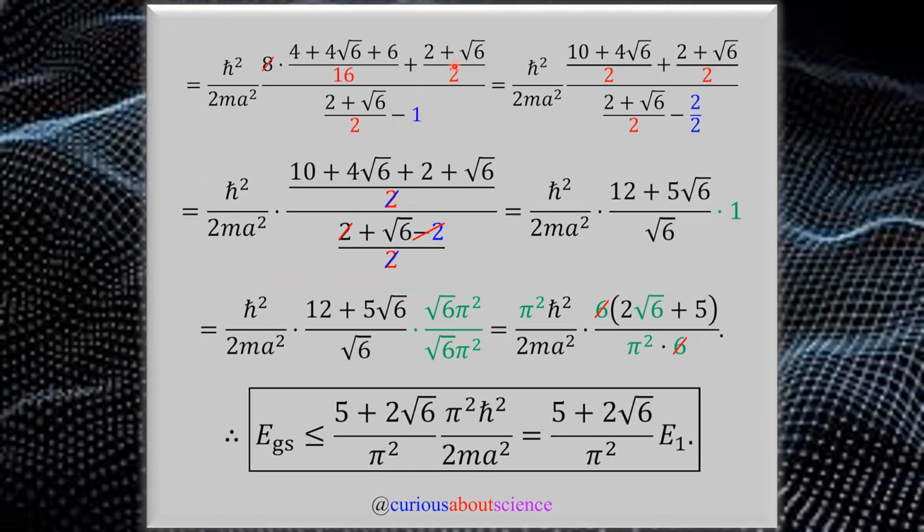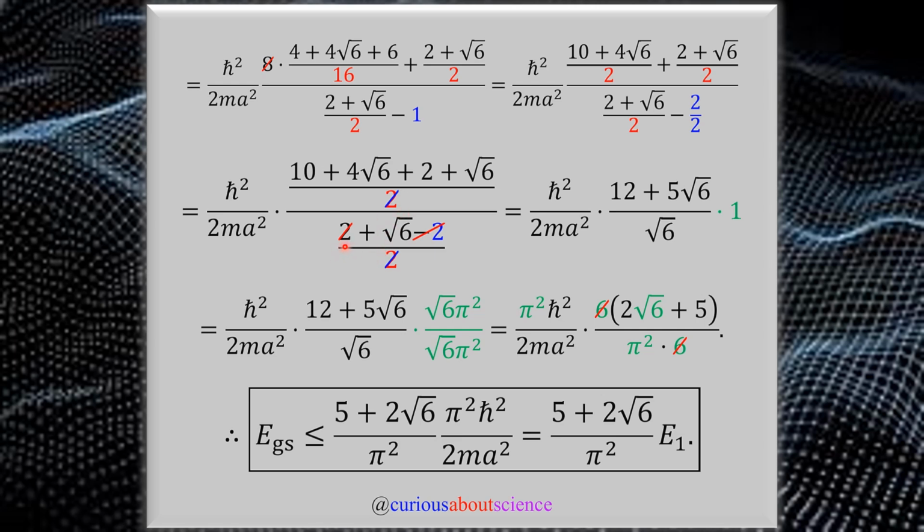All right, so those 4s reduce to 2s, so we're good there. After squaring, we get a 16 in the denominator, so that 8 and 16 reduce to a 2, which we see here. This 1, we need to find a common denominator with this one, so 2 over 2 will do. And now we can add all the fractions across the board. Top fraction, bottom fraction. We see here that we get 10 plus 4 square root of 6 plus 2 plus square root of 6. Easy enough.